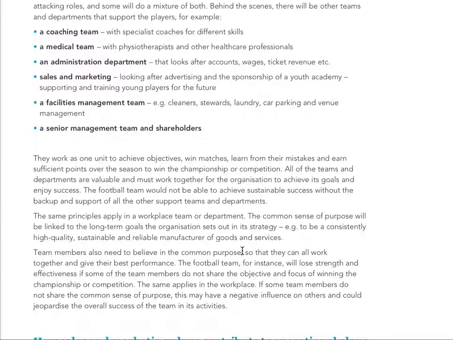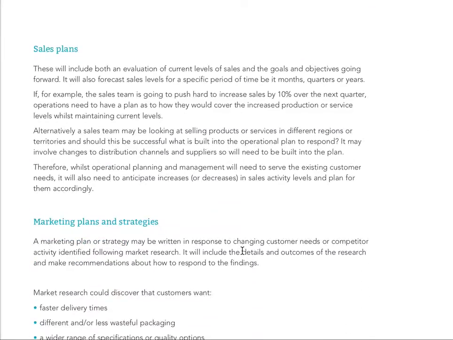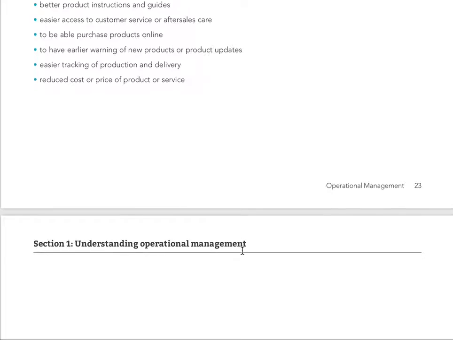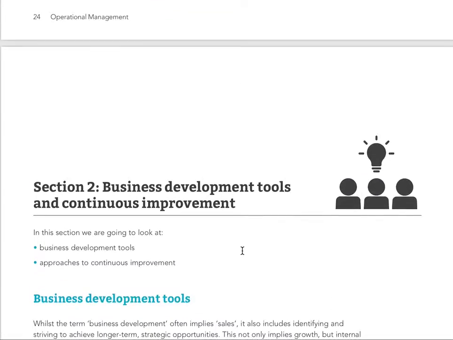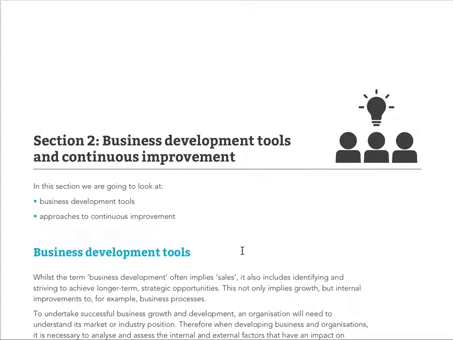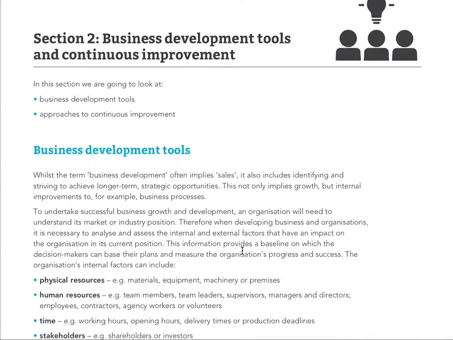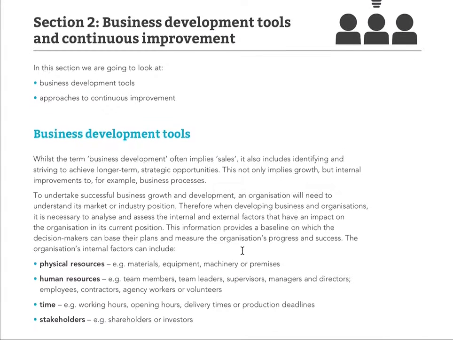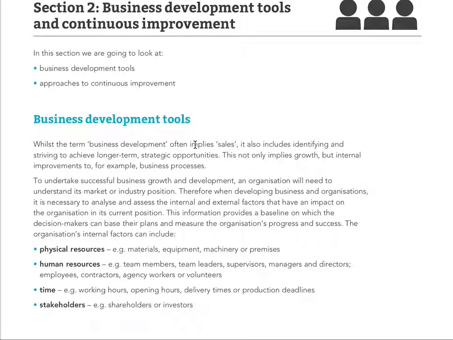Now, I'm going to scroll down here because I'm not going to read through every single page of this ILM workbook. I just want to point out the key areas. So I'm now going to go straight into section 2 as we'd planned, which is on page 25. And we're going to look at business development tools. Business development often implies sales, it says here.